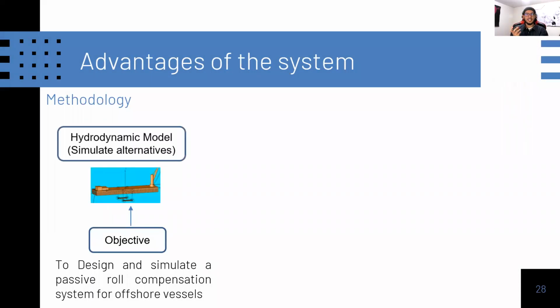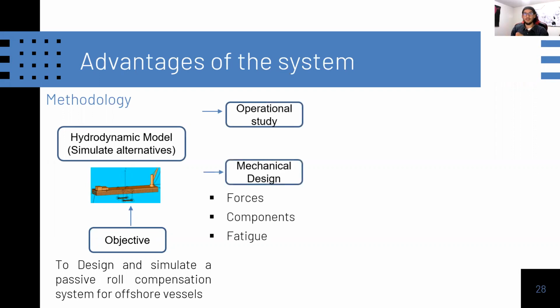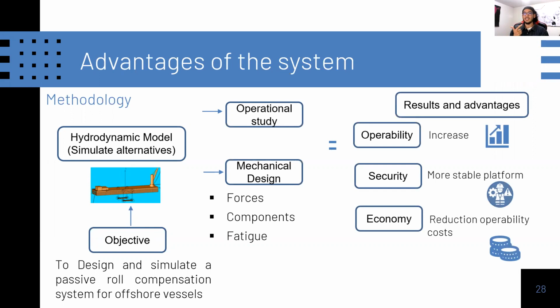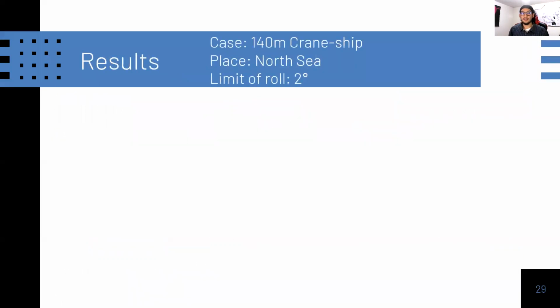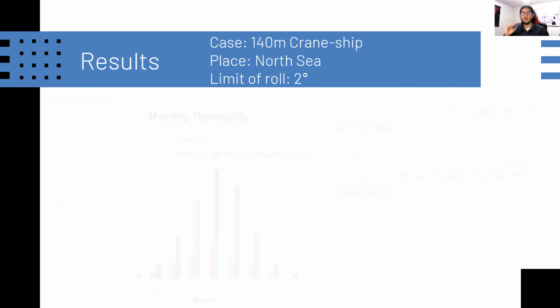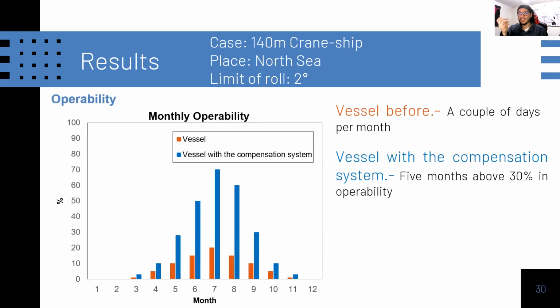From a macro perspective, having an overview of the subject, our job is not just to present a technical methodology for the implementation and design of the passive roll compensation system, but also great advantages in operability, security, and economy. For our case of study, the 140 meter crane ship in the North Sea, with the 2 degrees operating limit of roll, the reduction of roll allows the ship to now navigate in waves 3 times higher in the same period TP, with the same stability below the 2 degrees of roll, which makes it safer for unpredictable weather conditions like storms. The operability would triple, managing to work practically 5 months of the year above 30% in operability.